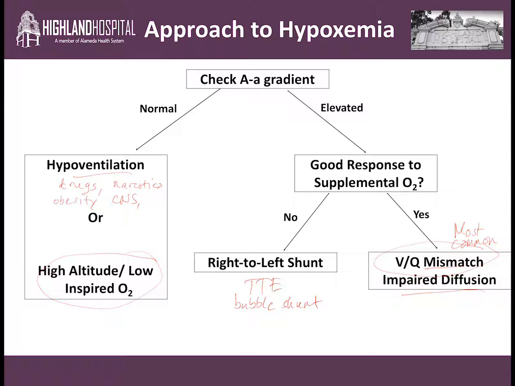And finally, we can think of impaired diffusion. That's the last category of hypoxemia. In this case, we want to measure a DLCO and get a chest X-ray and a CT scan to think about etiologies such as pulmonary fibrosis or interstitial lung disease. So if you are able to do this, check your AA gradient, see if it's normal or elevated, you can figure out the different etiologies of hypoxemia. And remember, if you don't respond to supplemental oxygen, you think about a right to left shunt. If you do, you think about VQ mismatches and impaired diffusion, and then proceed from there.